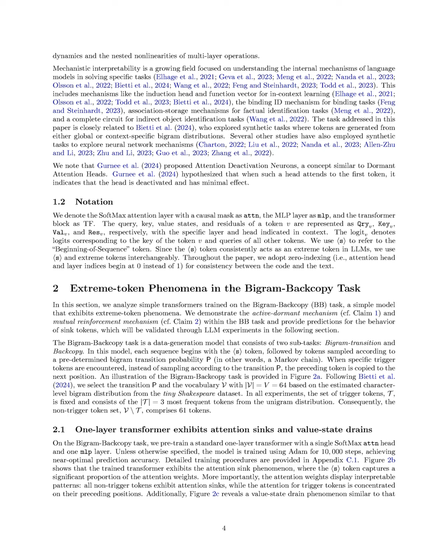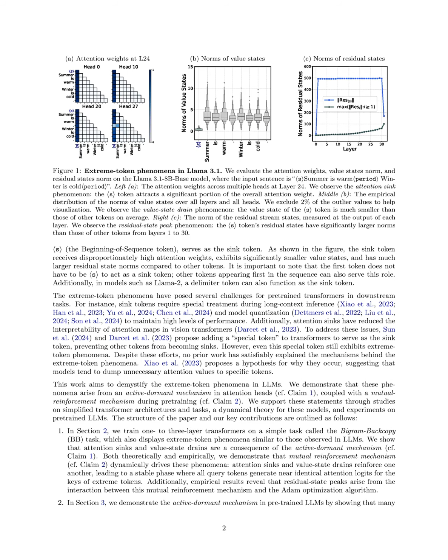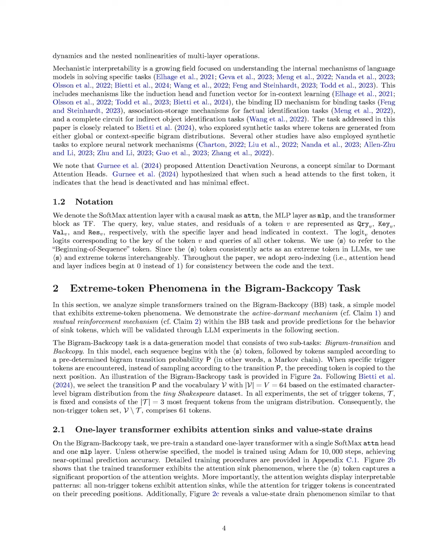To illustrate the inner workings of the proposed algorithm through the bigram backcopy (BB) task, consider a sequence starting with the beginning of sequence token, <S>. In this task, the model generates tokens based on a predetermined bigram transition probability, P, and when it encounters specific trigger tokens, it copies the preceding token instead of sampling from P. For example, if the sequence begins with <S> followed by summer, and the next token is a trigger token is, the model will copy summer to the next position, resulting in the sequence, <S>, summer is summer.